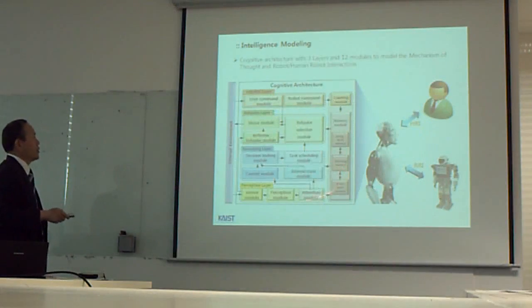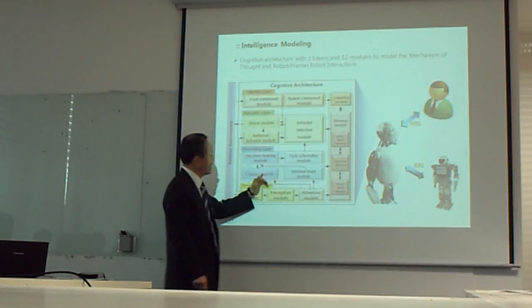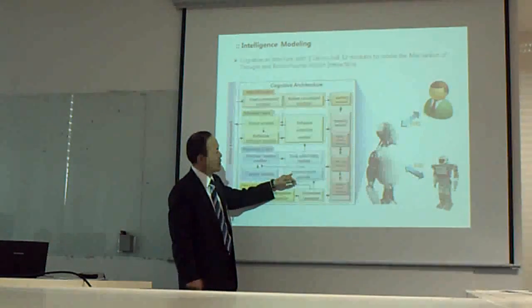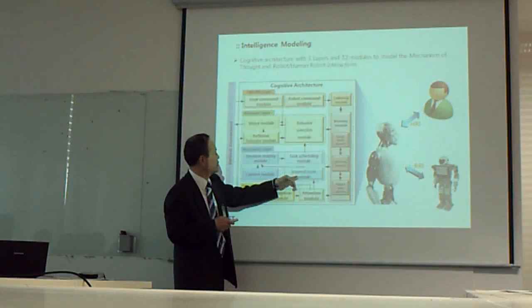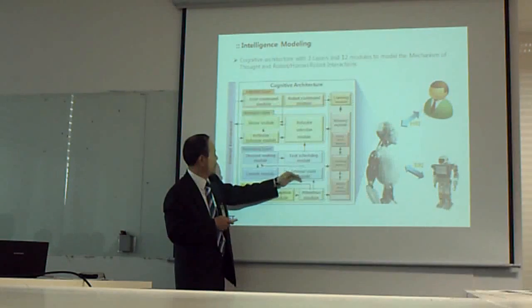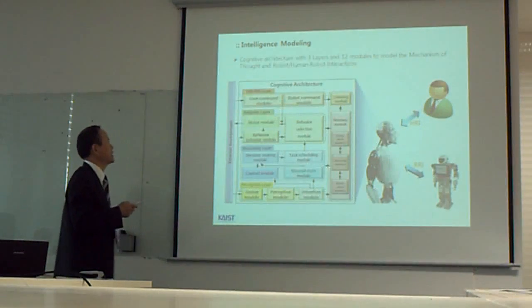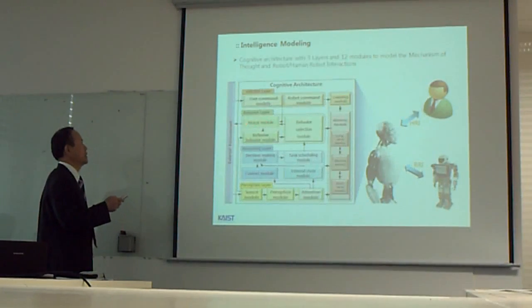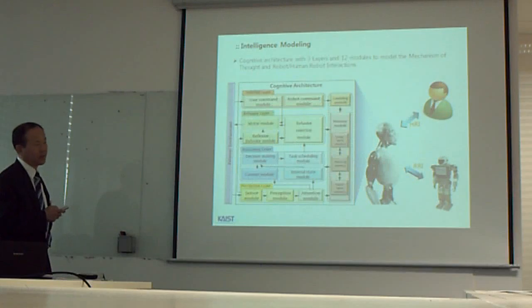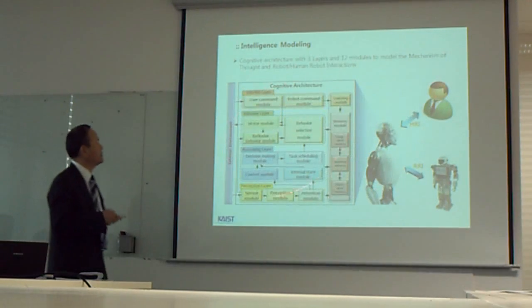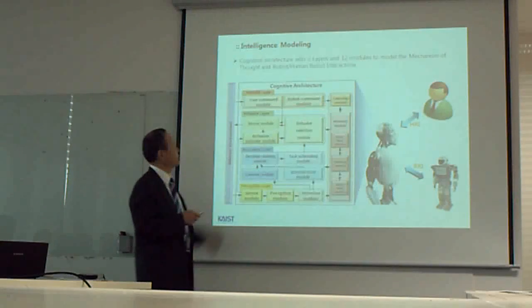So based on this architecture, I mean sensor, perception, attention, context module, internal state module, for robots' natural interactions, this internal state module should be checked. Internal state and decision making, task scheduling, behavior selection, and a reflexive behavior model are definitely needed. So this one is the cognitive architecture. Based on this architecture, we are developing the system step by step.